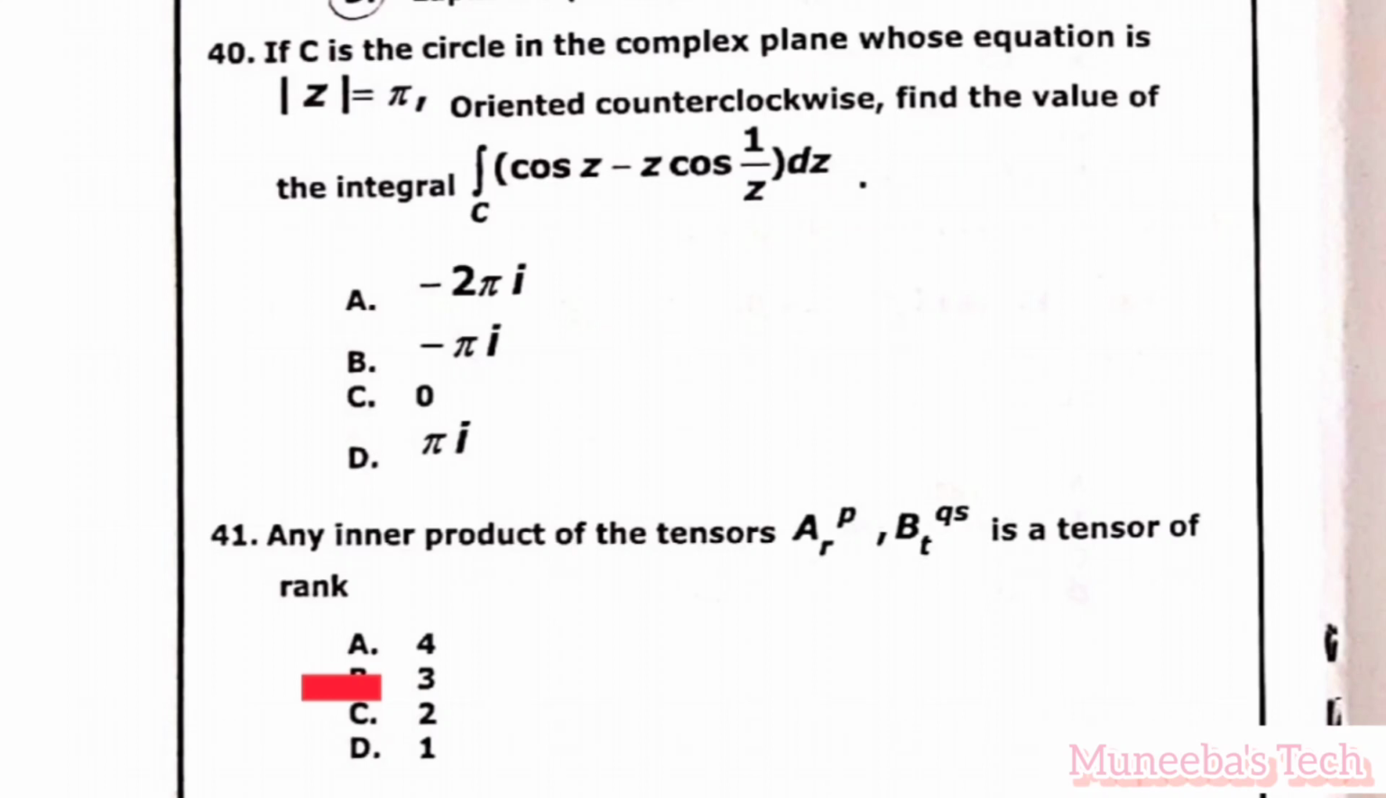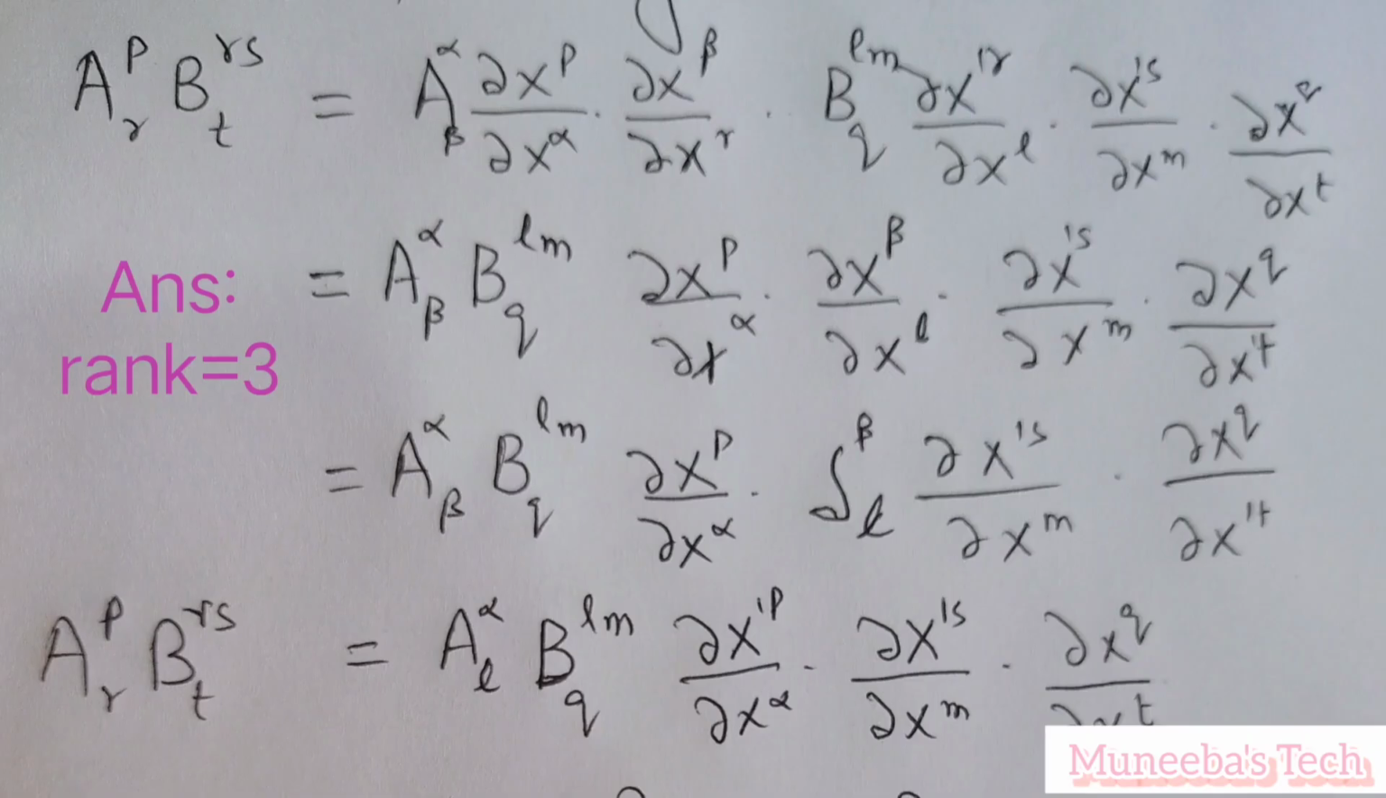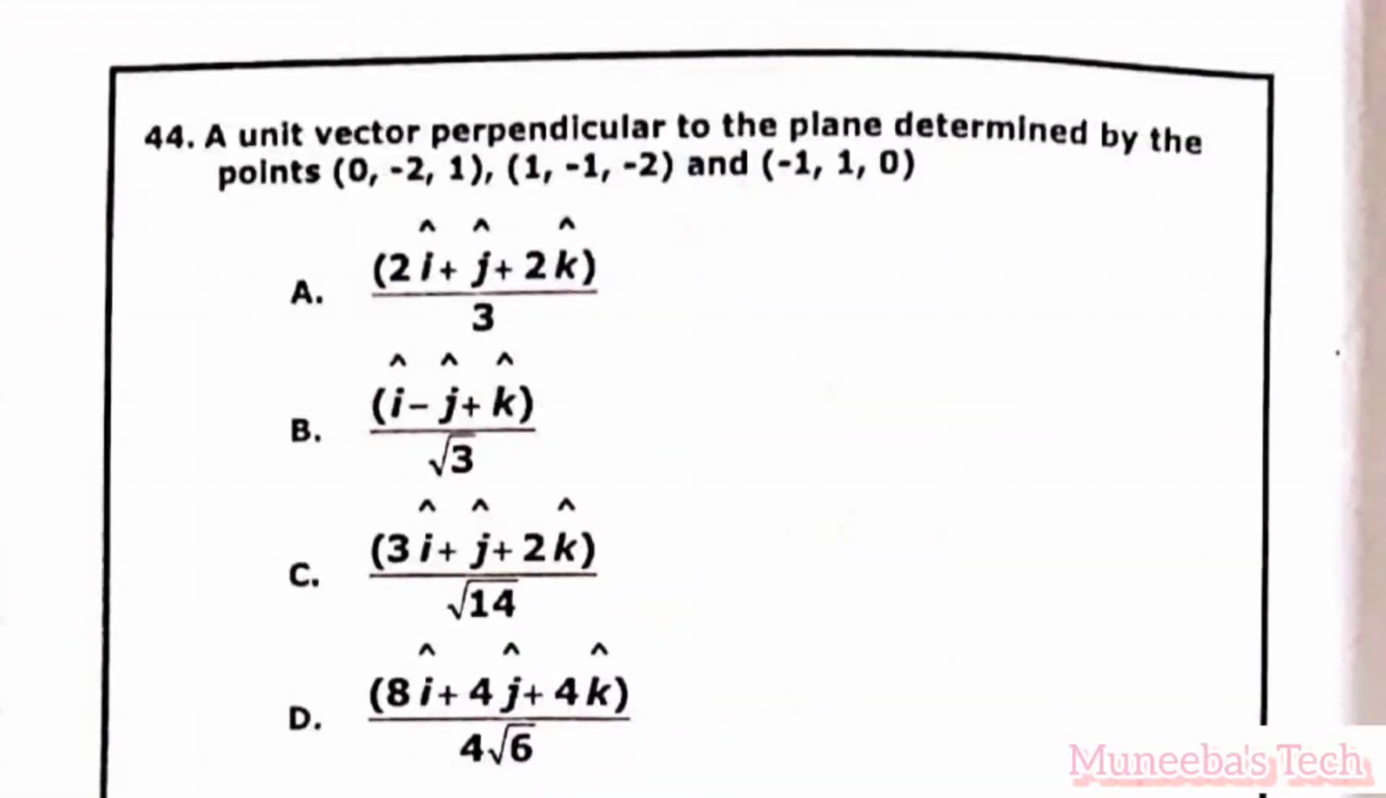Question 41. Any inner product of the tensor is a tensor of the rank. So here we have to find the rank. Its solution is here. You solve it step by step by tensor. We first take the inner product of the given tensor, and at the end we have 3 remaining values. So we can say the rank of this tensor product is 3.